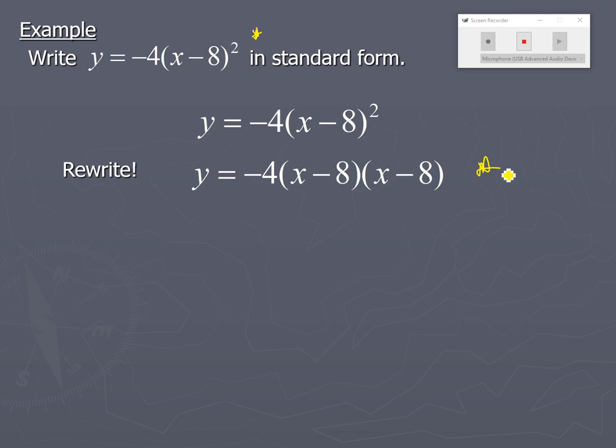All right, let's do this one together. X times X. X to the power 2. X times negative 8? Negative 8x. Negative 8 times x? Negative 8x. And then negative 8 times negative 8, positive 64.